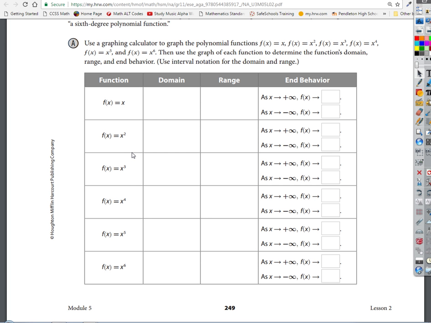So what about domains and ranges? What's the domain going to be for that function? Doesn't matter which one I'm pointing at. Yeah, it's going to be all the reals, isn't it? Right. And why would that be the case? Let's talk about that. We can look at the graphs.